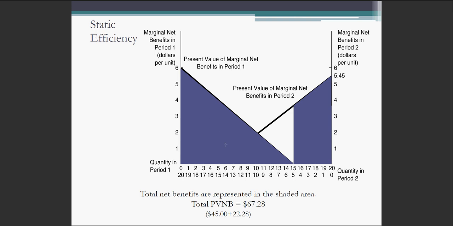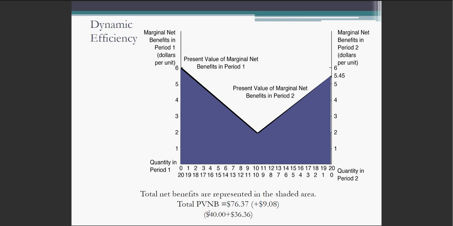$45 of those dollars are consumed by generation 1, shown by the triangle here, and $22.28 are gained by generation 2, shown as the trapezoid over here. Now, with the dynamic efficient model, all possible benefits are received. You can see that we now fill in this region that used to be empty. The net benefits lost by the first generation are more than made up for by the gains of the second generation. So here the total net benefits increased to $76.37, which is a gain of roughly $9.10.